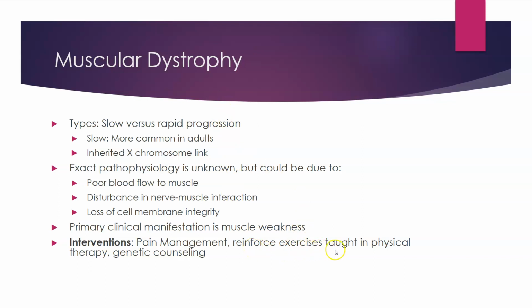We want to reinforce exercise taught in physical therapy, get genetic counseling, so that other family members might be aware of the risks, and then a lot of supportive care with this one. We don't have treatments to stop this or reverse this. It's just kind of a slow progression, usually in adults.